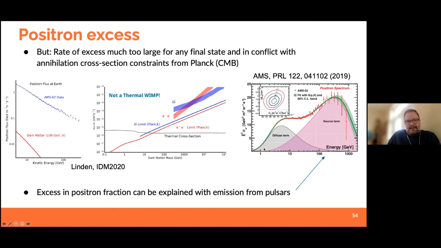And I think what has since emerged as the most likely explanation for this excess is positron emission from pulsars that can explain this large positron contribution here. This is what is called the source term. So the diffuse term, and then this source term is from positrons coming from pulsars. So yeah, probably it wasn't dark matter.